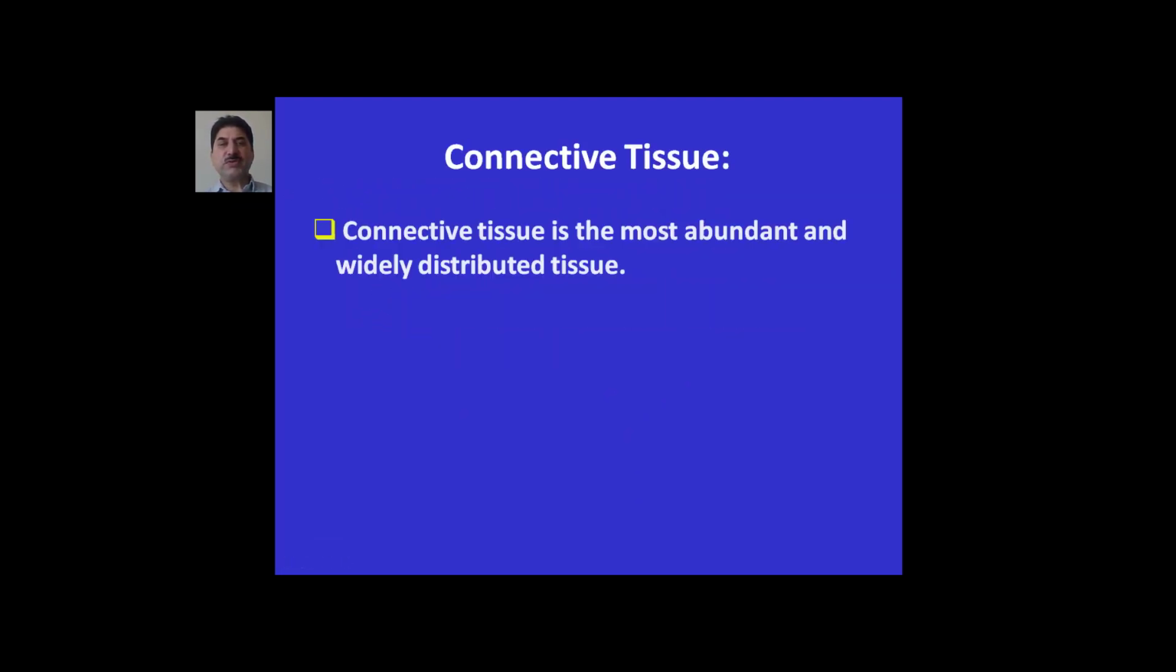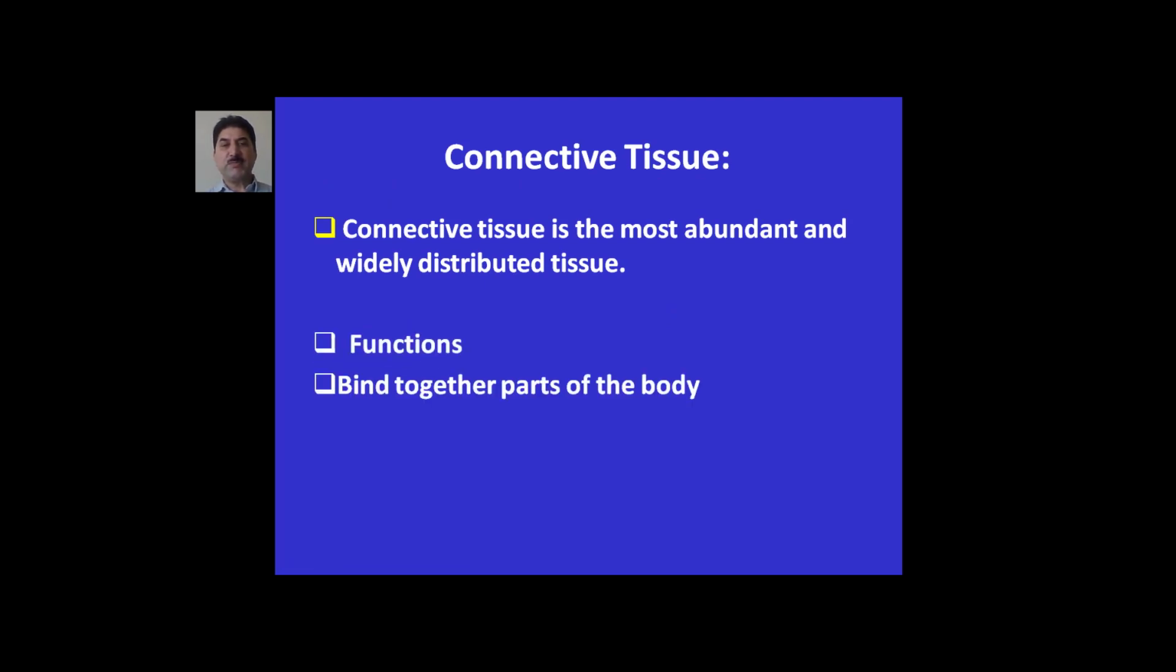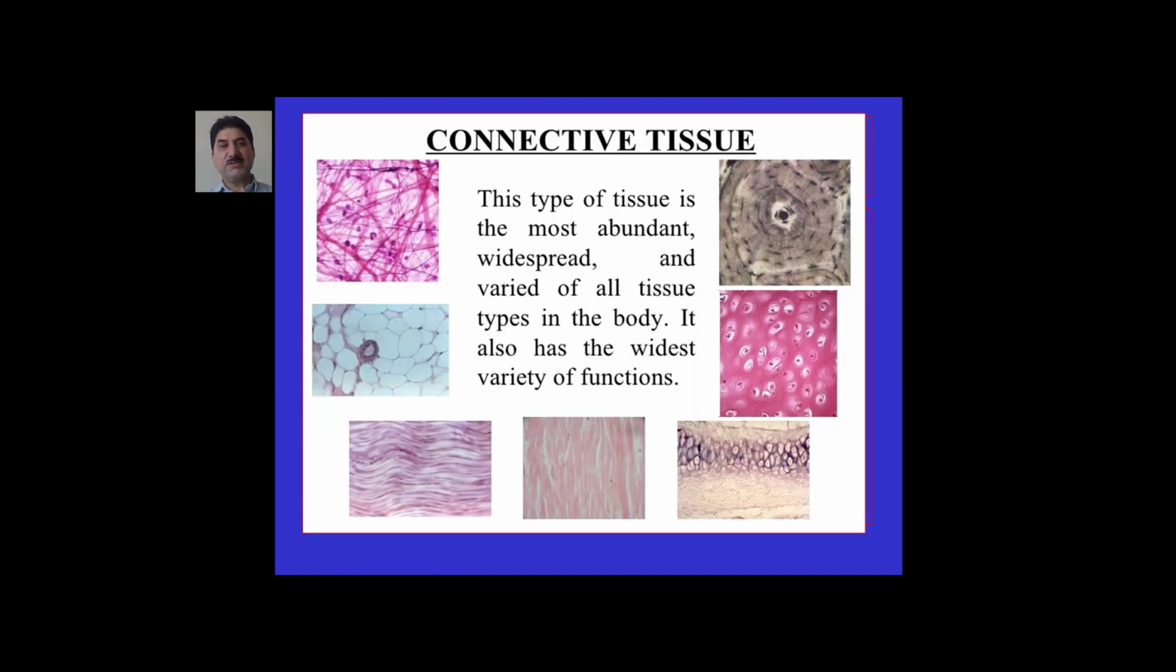The third important tissue of the body is the connective tissue. Connective tissue is the most abundant and widely distributed tissue of our body. It binds together parts of the body. It gives us protection and support. This type of tissue is the most abundant, widespread and varied of all tissue types in the body. It also has the widest variety of function.